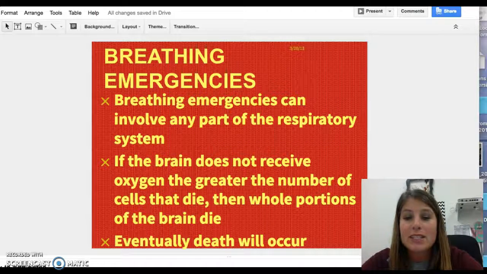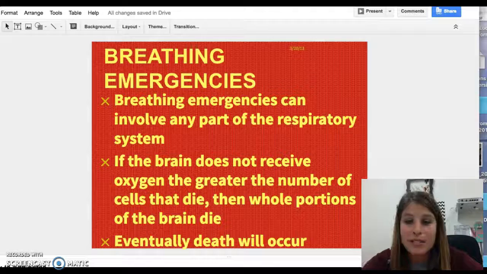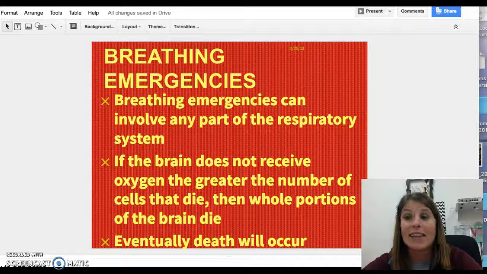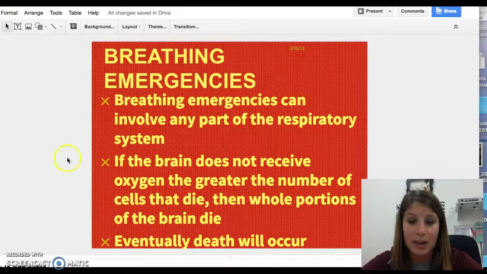A breathing emergency can involve any part of the respiratory system. That's talking about lungs, your throat, your nose, anything that is involved in circulating the air throughout your body, okay?